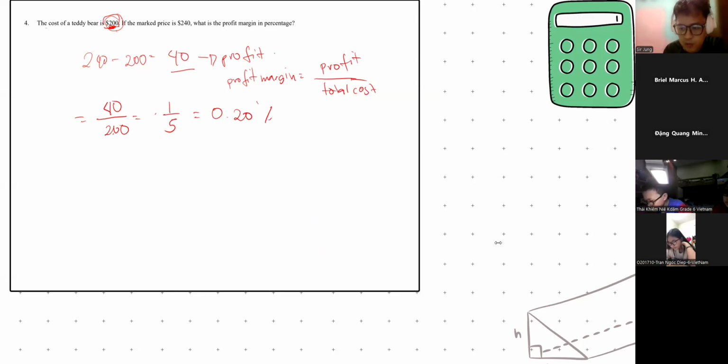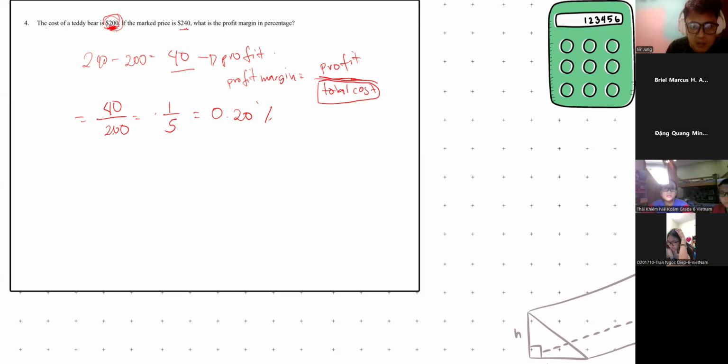Why not 40 over 240? Because again, we only need to have the total cost. The total cost is only 200, right? The market price is 240. Profit margin is all about your profit from the cost. So the total cost is 200. That's why we have a profit margin of profit all over total cost. Okay? 240 is the market price. That is not the cost of the teddy bear.